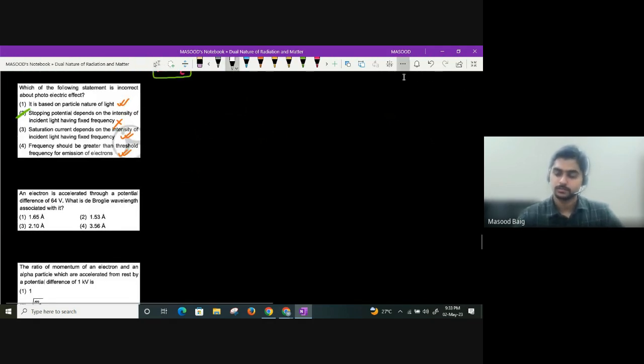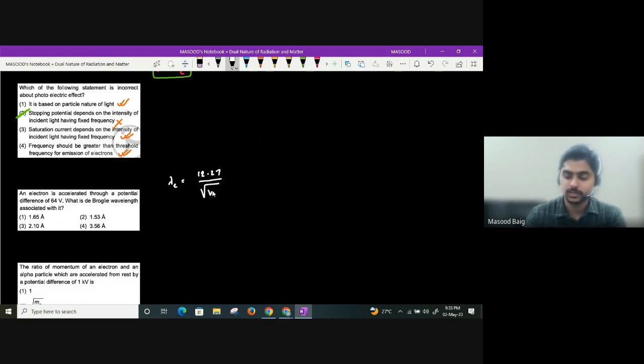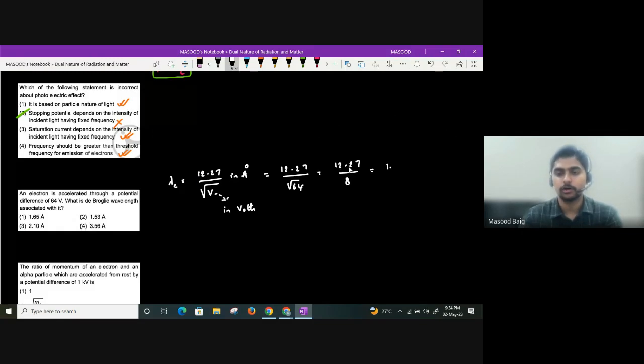If you see, an electron is accelerated through a potential difference of 64 volts. What is the de Broglie wavelength? Just now we have seen the wavelength associated with an electron will be 12.27 divided by root V. You will get the answer in angstrom. You should take the V value in volts, guys. So I can write it as 12.27 divided by root 64, which is 12.27 divided by 8, which will be 1.53 angstrom. Clear, everyone? That will be the de Broglie wavelength.